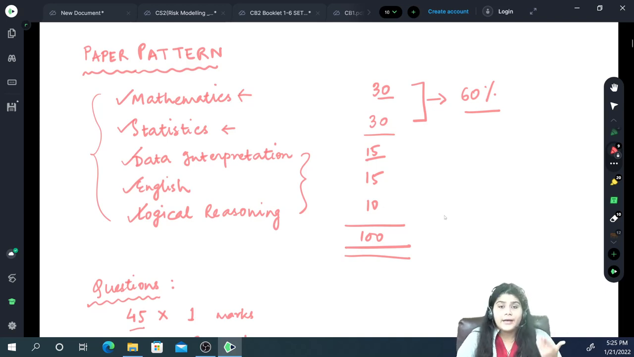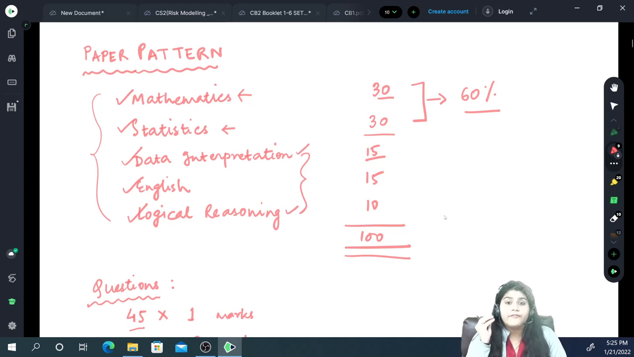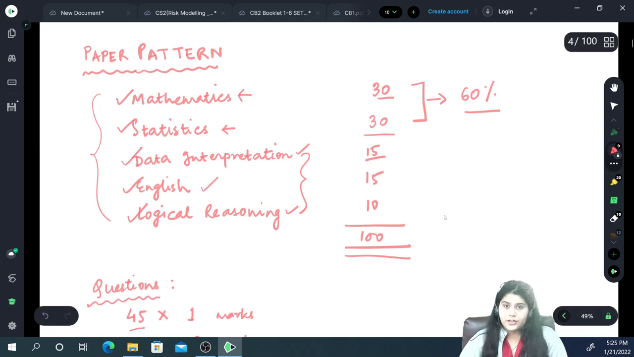So you all can imagine the amount of data which is available for you to consume before the exam, and it is not possible at all to do it overnight or over a week also. So from day one, you have to make it a point that you will improve your English, you will improve your logical reasoning, and you will practice data interpretation. You have to do a variety of questions for both data interpretation and logical reasoning, and you have to do a variety of reading for English.